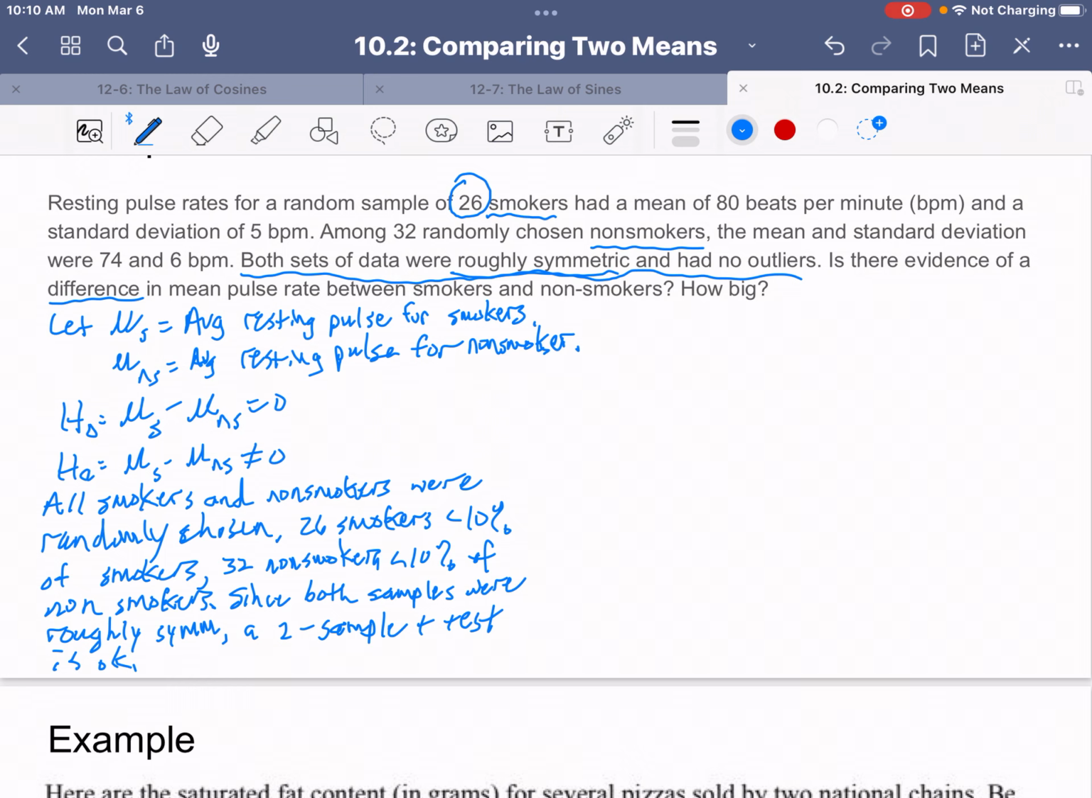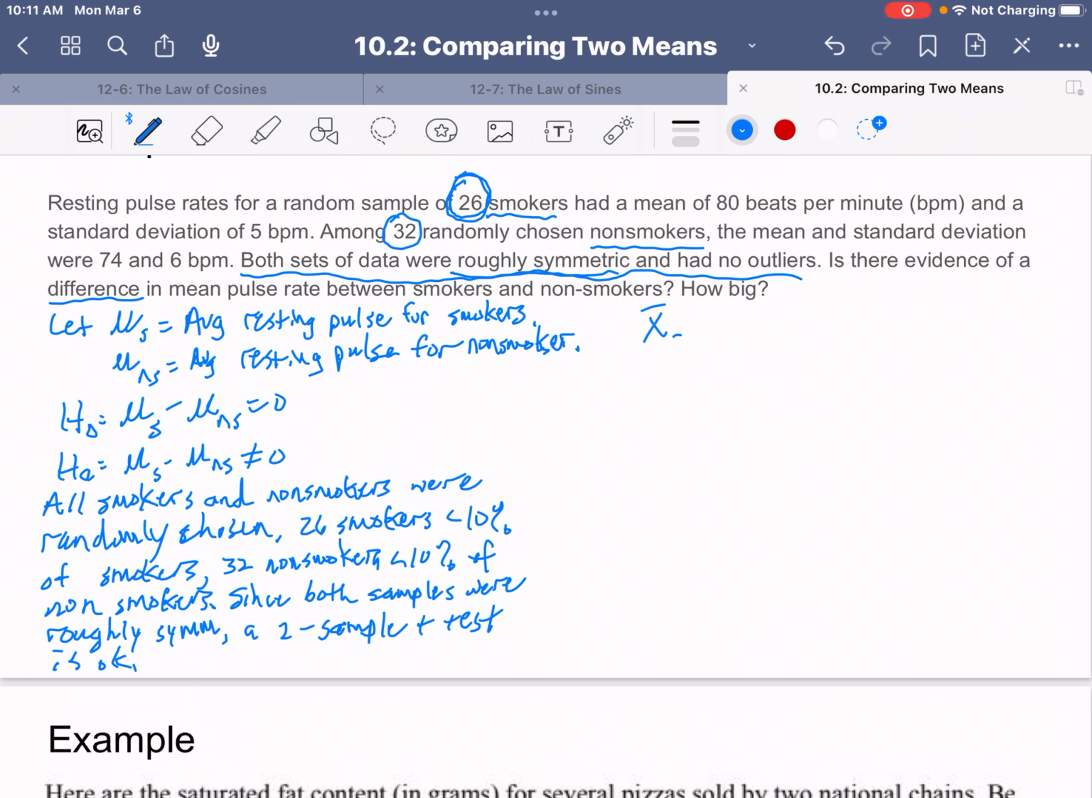Again, most of the time we want to compare our sample sizes. Are they greater than or equal to 30? Well, 32 non-smokers hits that, but 26 smokers was less than 30. That could have been problematic had they not clearly stated that both sets of data were symmetric with no outliers. So now we can run the test.